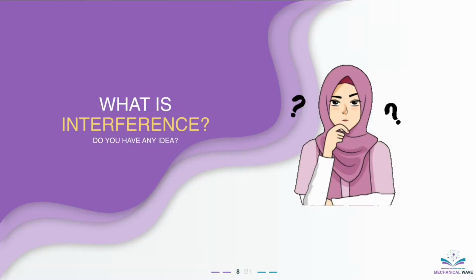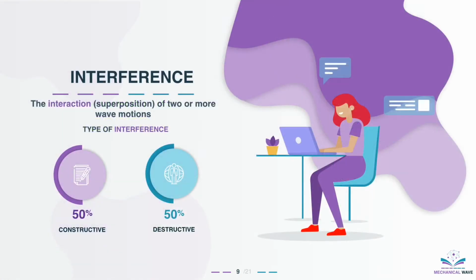The next question, what is interference? Interference is defined as the interaction of two or more wave motions. There are two types of interference which are known as constructive interference and destructive interference.